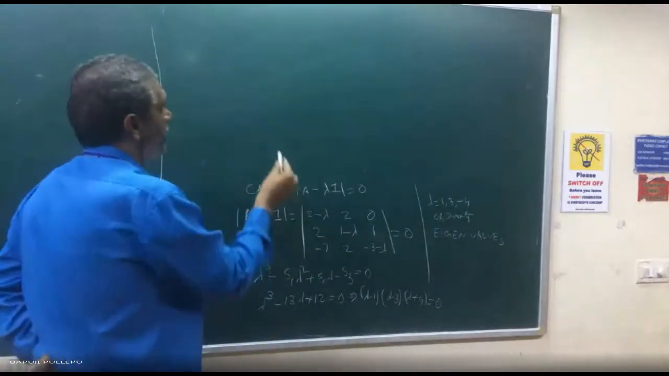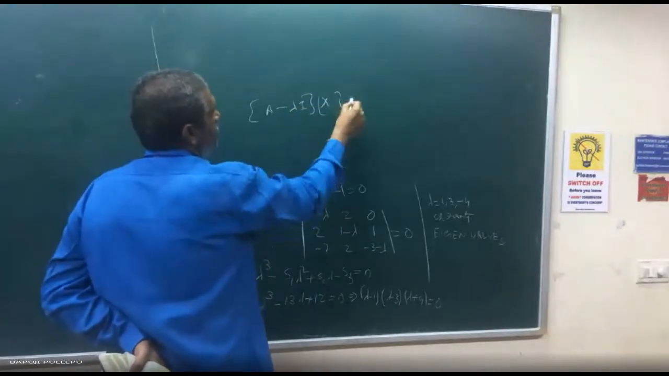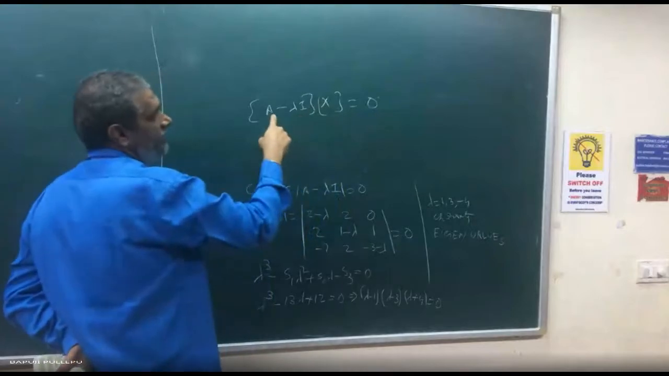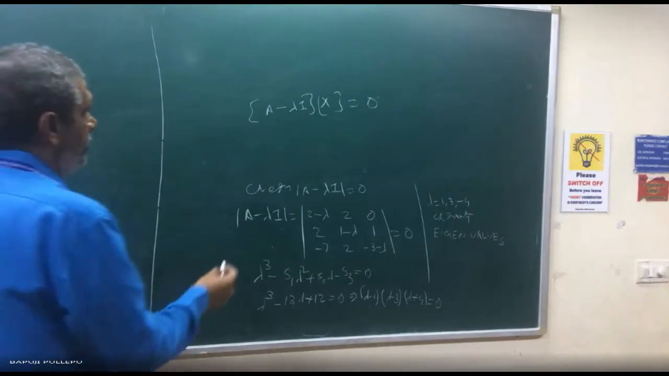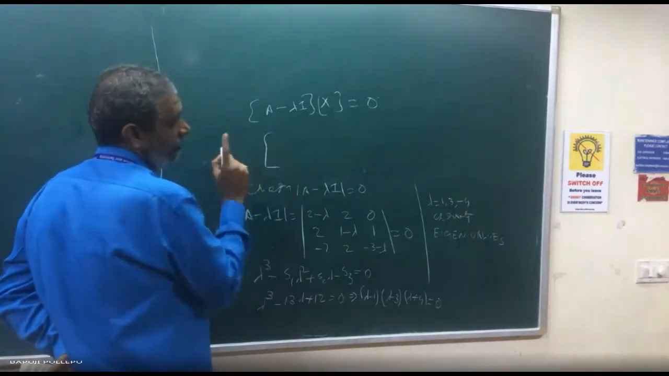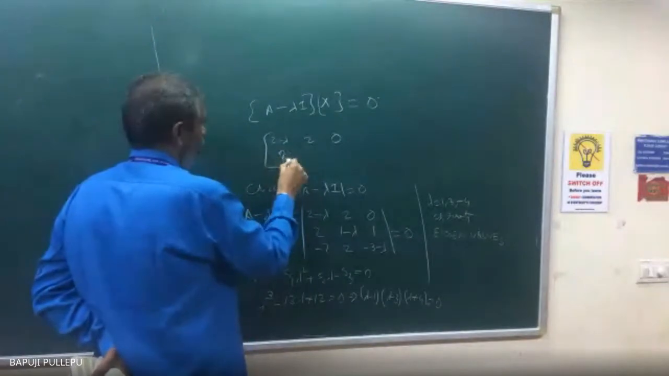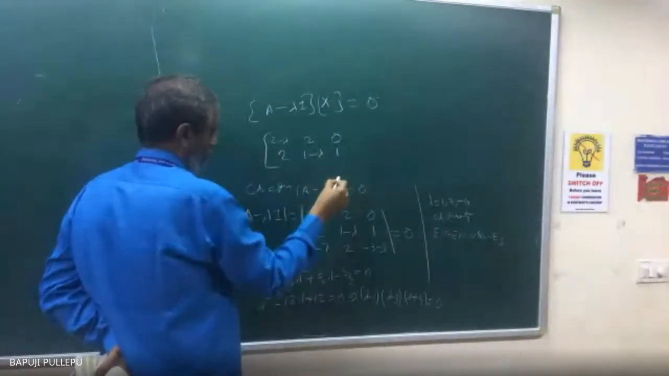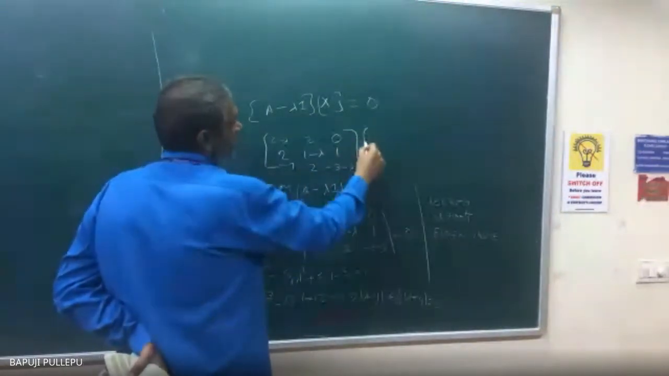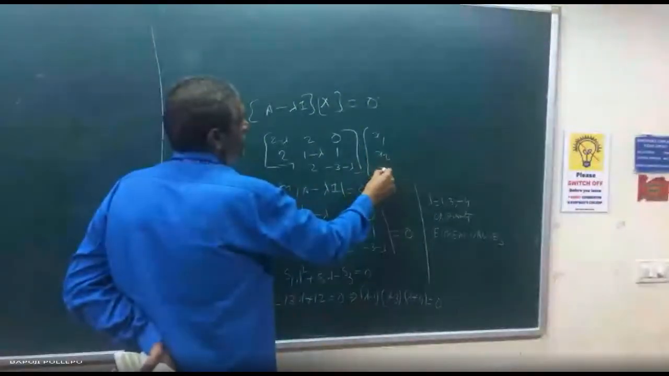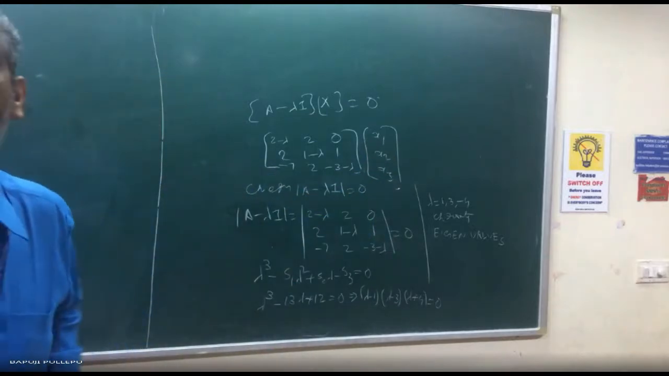To find the eigenvector, what will we do? A minus lambda I into x is equal to 0. This x is also a matrix, and A minus lambda I is also a matrix. Now tell me what is my A minus lambda I matrix? It's not a determinant, carefully tell me. 2 minus lambda, 2, 0; 2, 1 minus lambda, 1; minus 7, 2, minus 3 minus lambda. This x I will take as x1, x2, x3. These x1, x2, x3 are the eigenvectors. For one particular lambda I will have them.